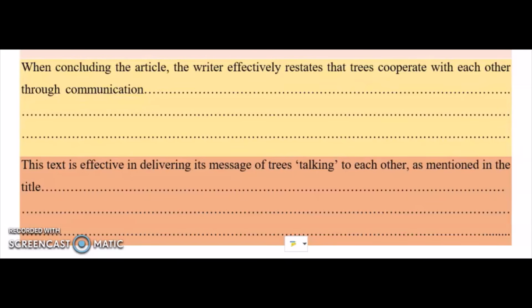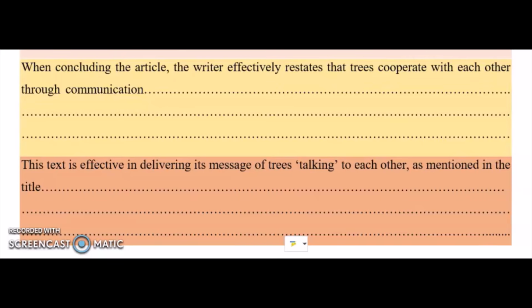When concluding the article, the writer effectively restates that trees cooperate with each other through communication. Because at times the writer has written that the trees are disconnected. He has shown the readers that they are disconnected lovers, competing for water, nutrients, and sunlight. So you can end the analysis with the same note as the writer finished the article. They end the text in this manner in order to firmly reassure the audience that forest trees do maintain relationships. They are connected to each other.